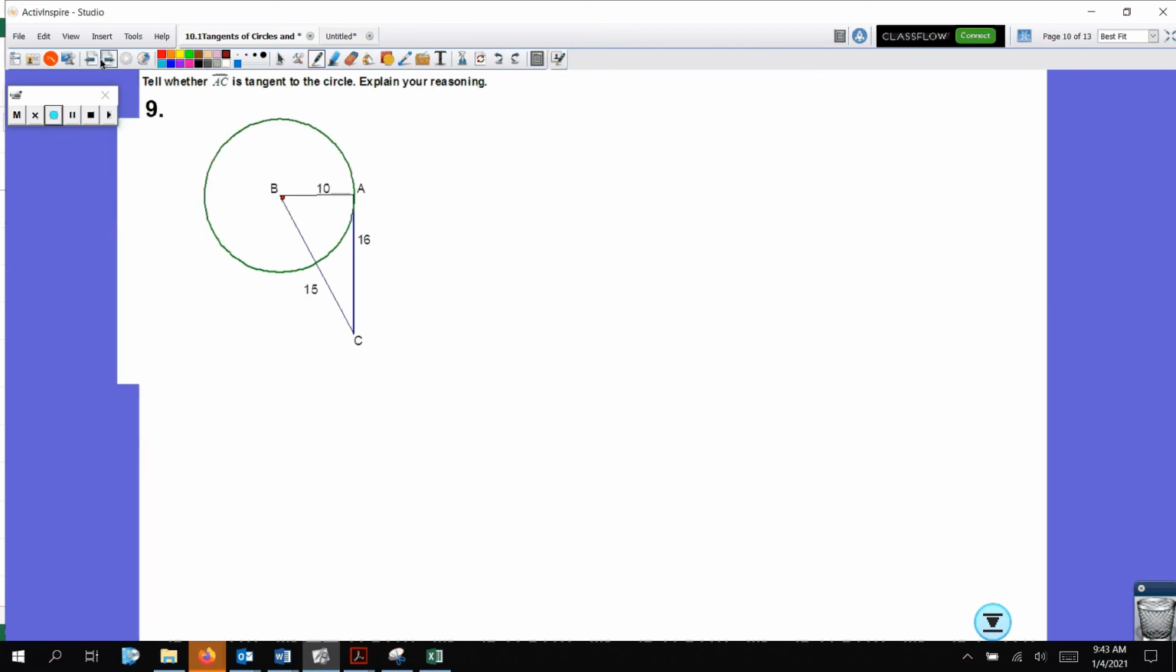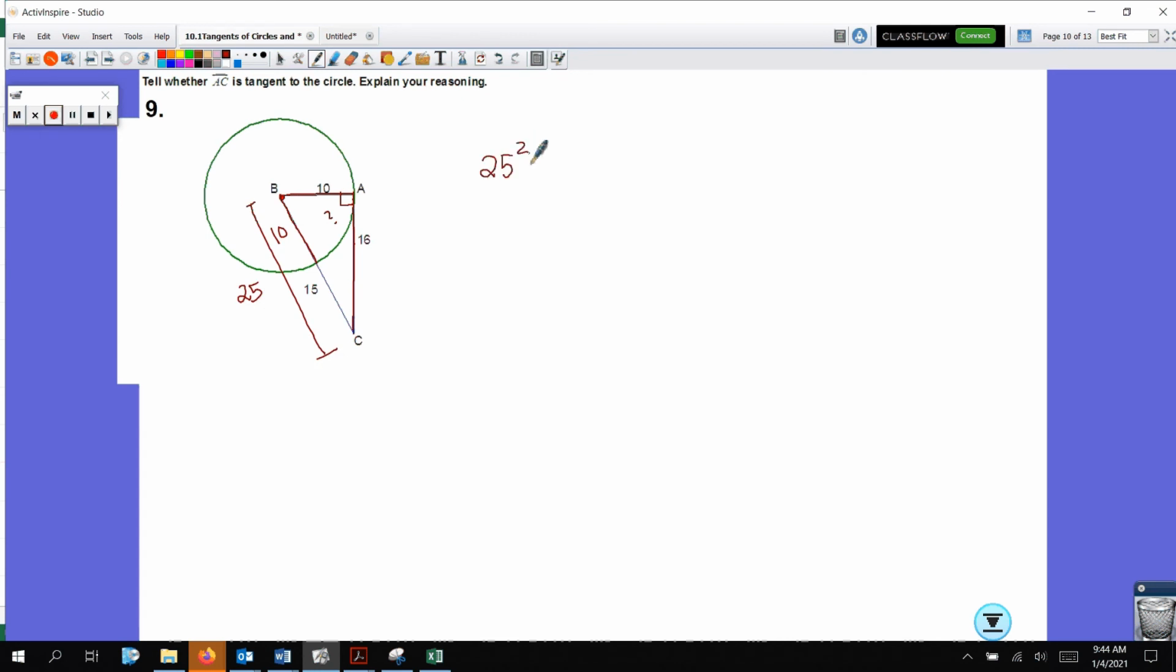So here in example 9, we have a very similar example, right? I want to know, is AC tangent to the circle? Do I have a right angle here? I don't know. Don't forget about the radius, right? The radius here is 10, so that means this part here is 10. Okay, so that makes the whole length of BC 25.